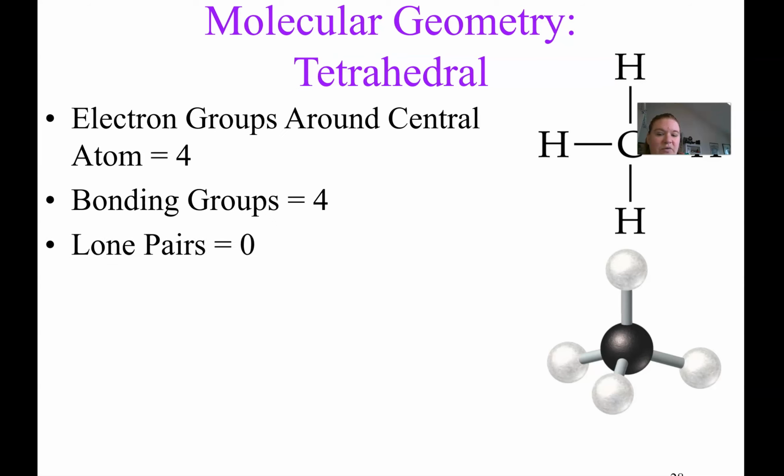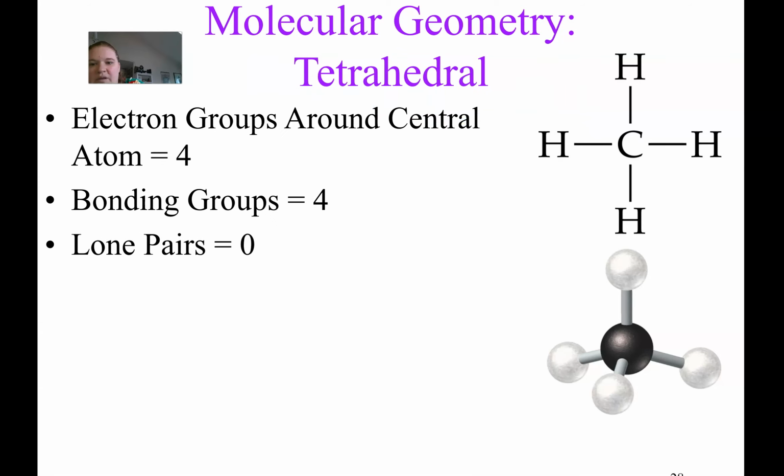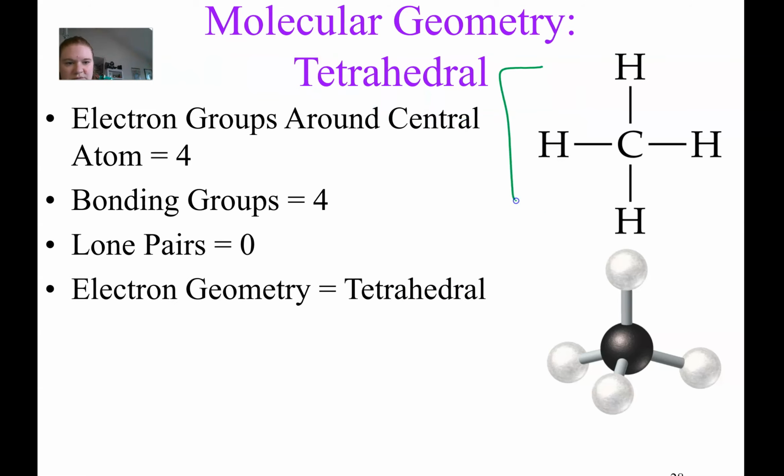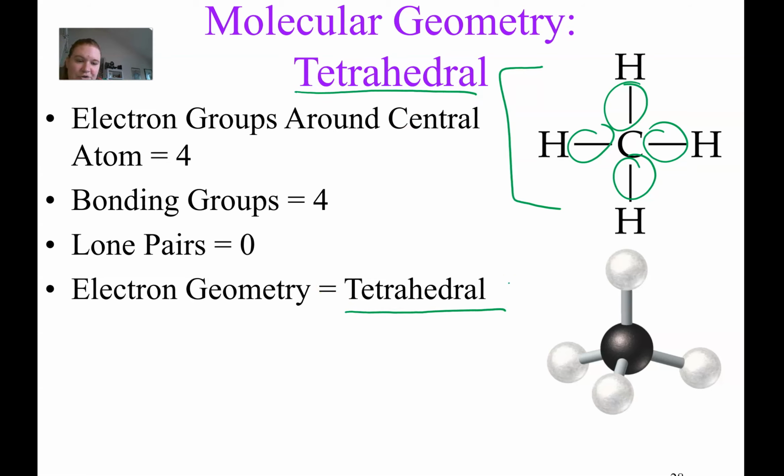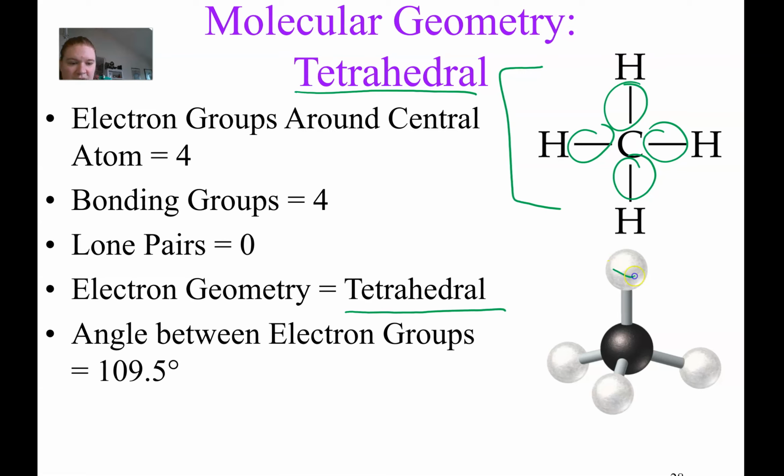Next is four electron groups. So here is my Lewis structure. One, two, three, four. No lone pairs. So our molecular and electron geometry are both the same, tetrahedral. And our bond angle is 109.5, which seems very specific, but that's as far away from each other as they can get within that shape.